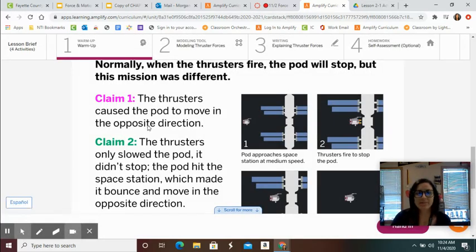So here is the warm up. You're going to notice that there are 2 claims, and we are thinking about our little space pod docking on this station. Remember, the thrusters are those 2 little jet engines on the back that will help it dock. The first claim, which should look familiar from the beginning of the chapter, says that the thrusters cause the pod to move in the opposite direction, so when they fired, it just went off the other way. Claim 2 states that the thrusters only slowed the pod, so it didn't stop all the way, and it hit the station and went the other direction.